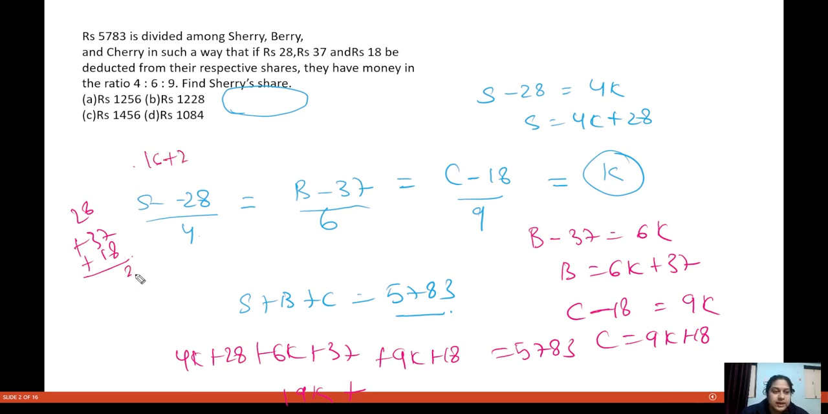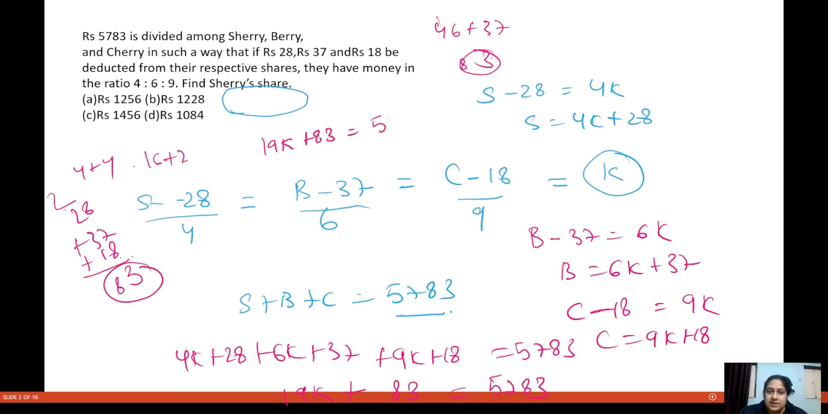If you add all this, 8 plus 7 is 15, 1 carry over, and so on, and it becomes equal to 83. So you have 28 plus 37 plus 18: 28 plus 18 is 46, plus 37 is equal to 83. So 19k plus 83 is equal to 5783, and 19k becomes 5700.